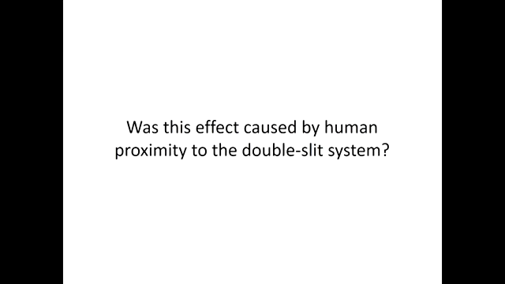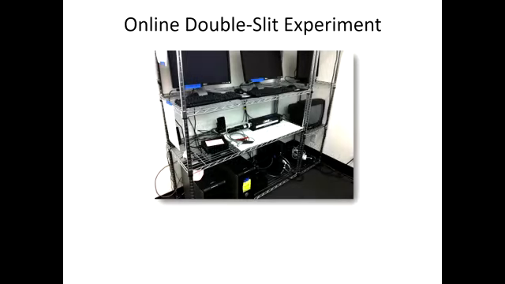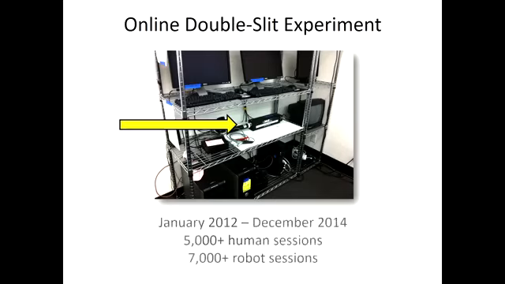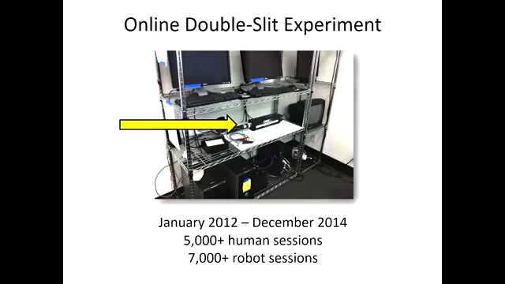So we decided to put the entire thing on the internet so we'd be sure that we could rigorously separate people by distance. So there's the double slit. This is sitting on a rack that has a bunch of servers on it. And we ran this for 3 solid years, calendar years 2012, 13, and 14, and ended up with over 5,000 sessions done by human observers and 7,000 done by robot observers. And I'll explain what that means in a minute.